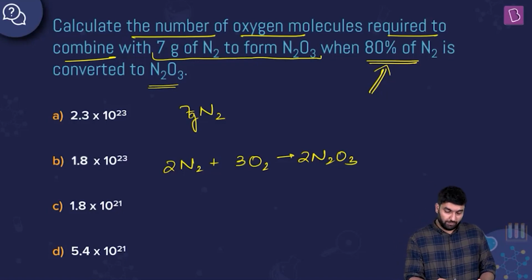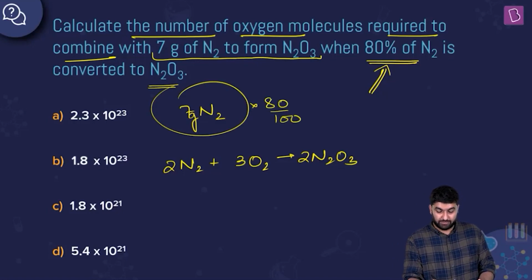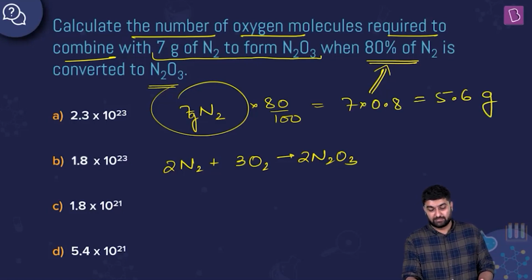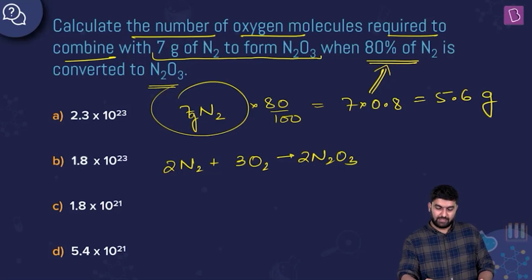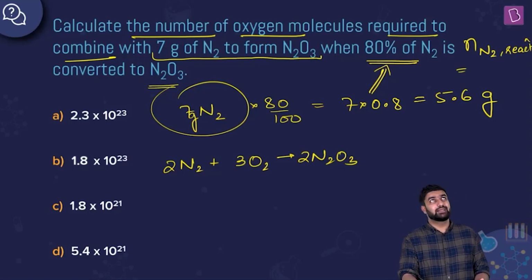Okay, so first of all, what is 80% of this, right? So that's 7 multiplied by 0.8, so that tells me that this is 5.6 grams. Oh, that's good, because if that is the case, then we know that the number of moles of N2 reacting is equal to 5.6 divided by 28. So that's basically 0.2 by 1, right? So that's 0.2 here.